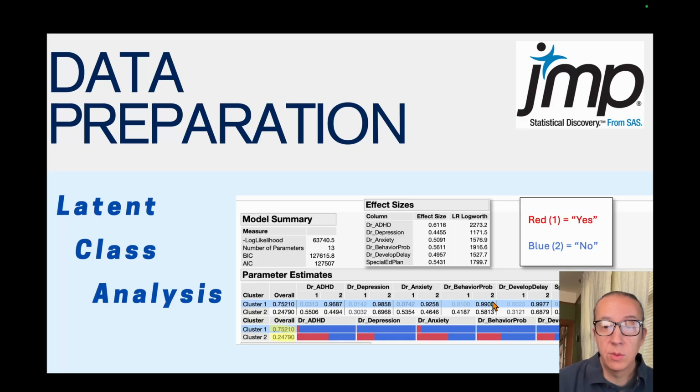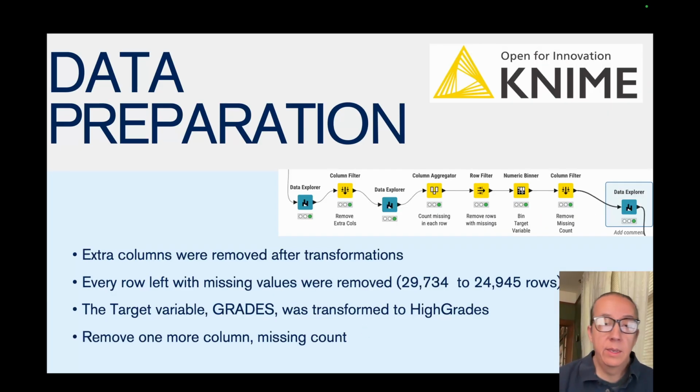And for this one, for instance, red is yes, blue is no. So cluster 1 is generally mostly no for ADHD, depression, anxiety, behavior problems, and so on. Cluster 2, which is 25%, were mostly yeses to that question. Then after the latent class analysis, the cluster column was saved to the dataset.